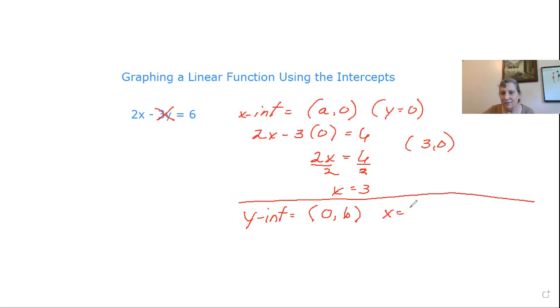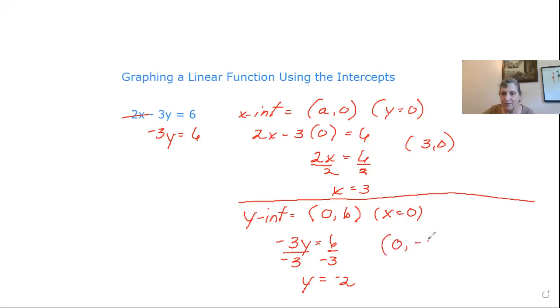So the x is going to equal 0. If I plug in 0 in place of the x, that's going to get rid of that term and just leave the negative 3y equals 6. Now do not lose this negative. So if I have negative 3y equals 6, I would divide by a negative 3, y equals negative 2. So y is negative 2, x was 0, that's going to be the point 0, negative 2.